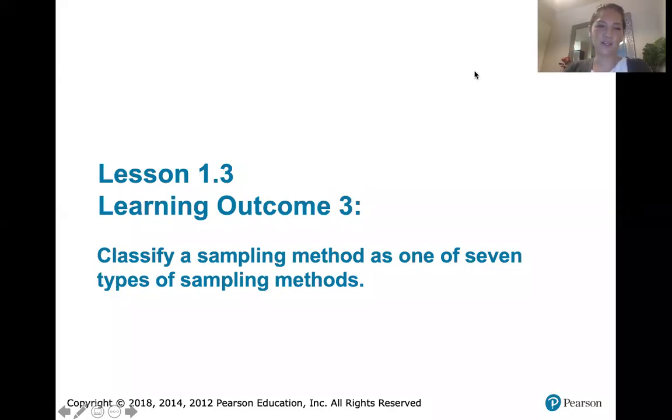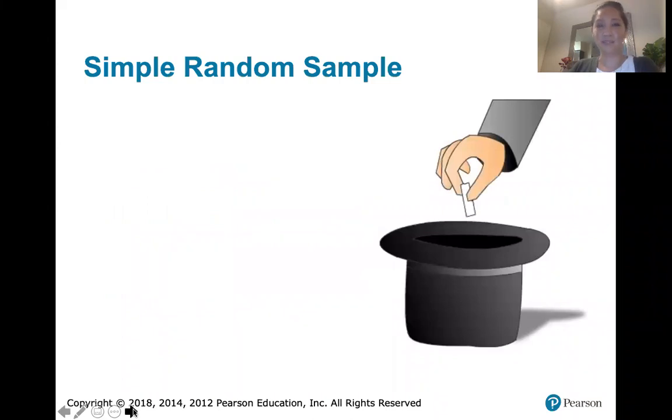In this video, we cover learning outcome number 3, which is all about different sampling methods. Our goal by the end of this video is that you'll be able to classify a sampling method as one of 7 types of sampling methods. The first sampling method is random sampling.